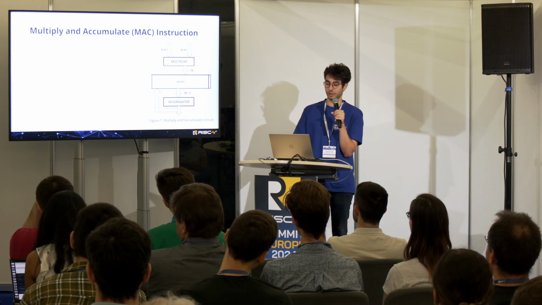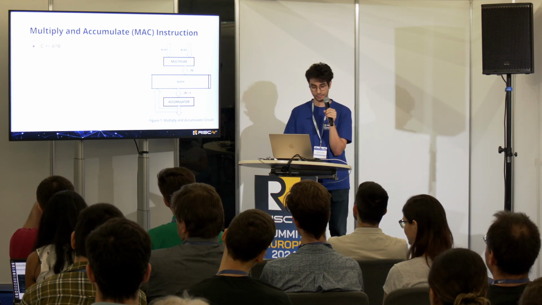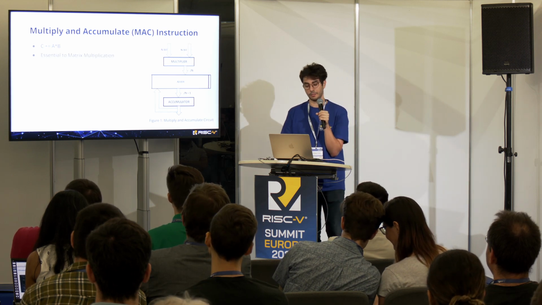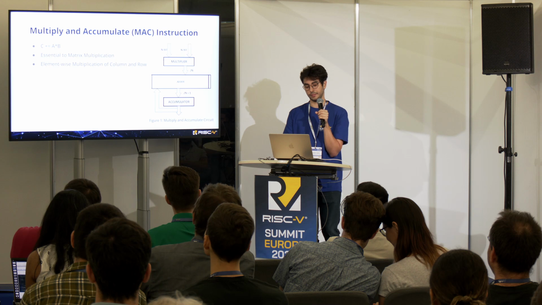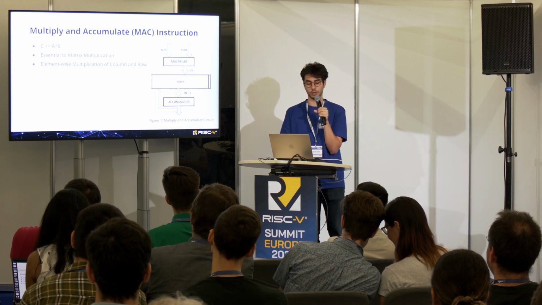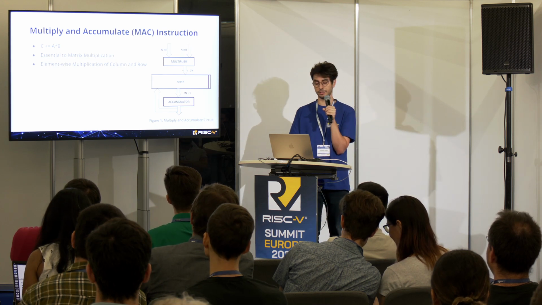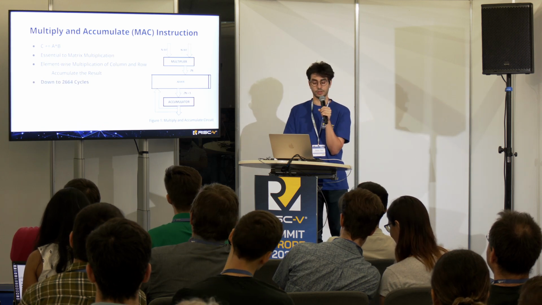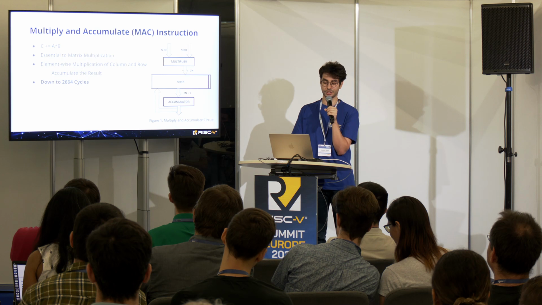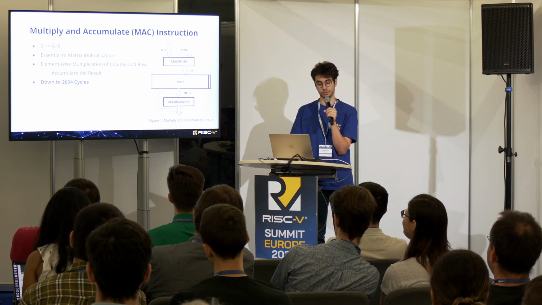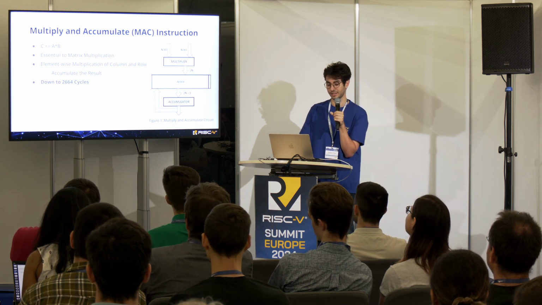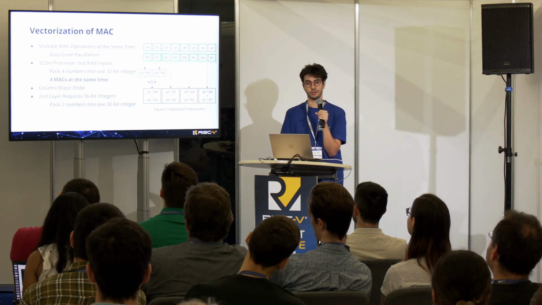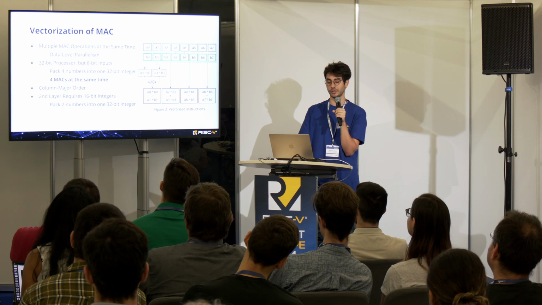And then I added a multiply and accumulate instruction. So you know, in matrix multiplication, the MAC instruction is essential. It depends on the element-wise multiplication of columns and rows of the vector and the matrix, and then accumulates the results into a register. So when I added the multiply and accumulate instruction, we got down to 2600 cycles around that. And then I went on with vectorization of the multiply and accumulate instruction.